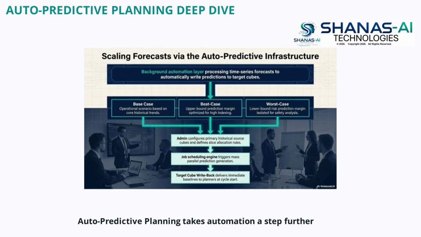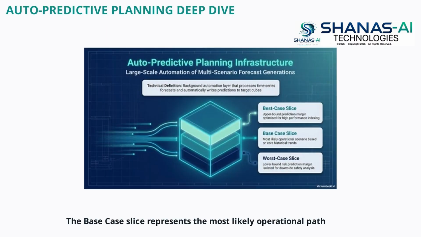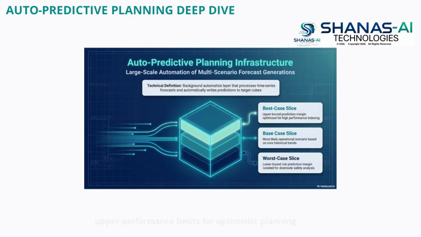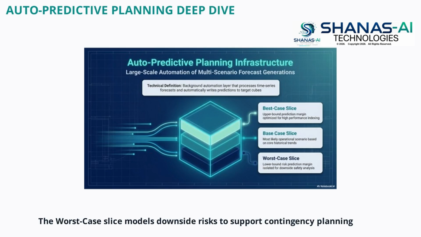Auto-predictive planning takes automation a step further by processing high-volume calculations across entire data cubes. Administrators can configure the engine to automatically build and write out 3 distinct prediction slices. The base case slice represents the most likely operational path. The best case slice defines the upper performance limits for optimistic planning. The worst case slice models downside risks to support contingency planning.